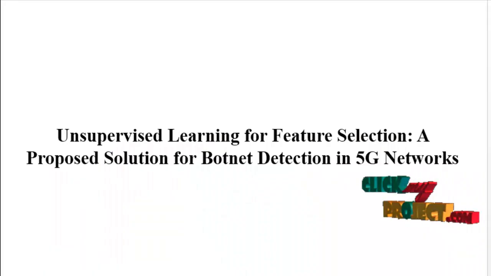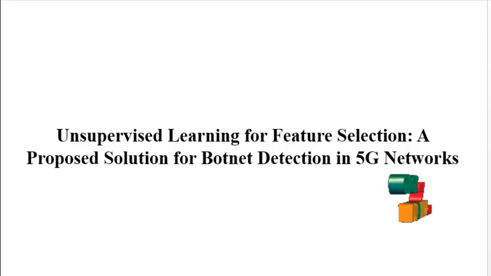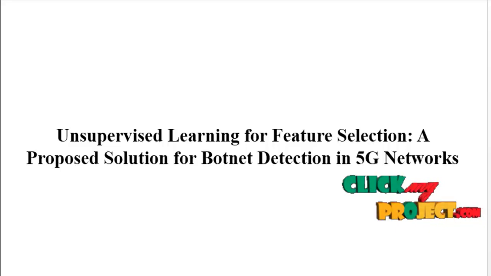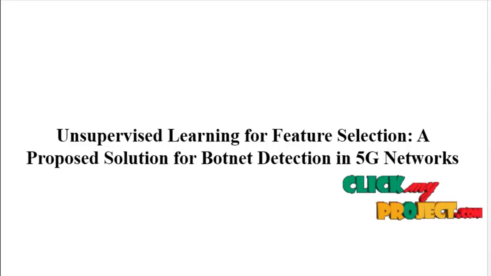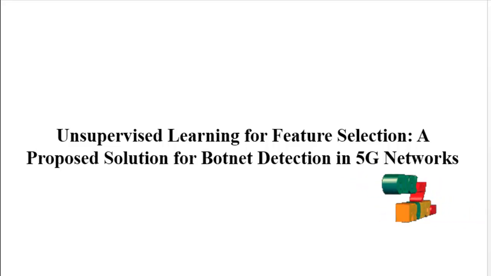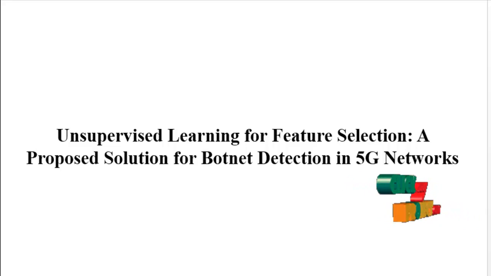Now we are going to discuss unsupervised learning for feature selection, a proposed solution for botnet detection in 5G network. Unsupervised learning means an unlabeled data set. Feature selection means selecting the best features, a proposed solution for botnet detection in 5G network.